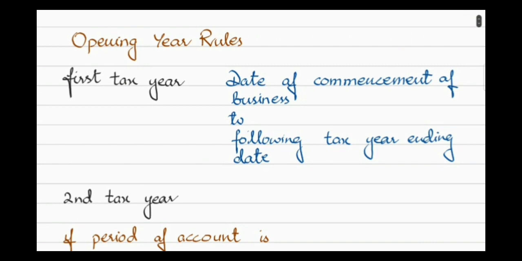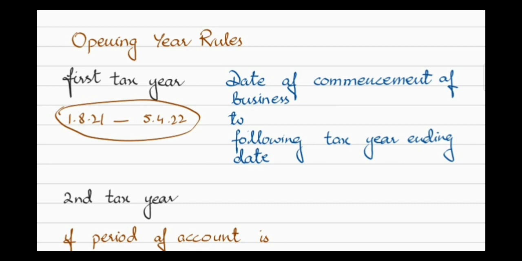Now if a business is new, then we need to identify the first tax year and the second tax year of that business. The identification of the first tax year is simple. It runs from the date of commencement of business to the following tax year ending date. For example, if business starts on 1st August 21, then the first tax year would be from 1st August 21 till the following tax year ending date, which in this case is 5th April 22. So this is the period of the first tax year.